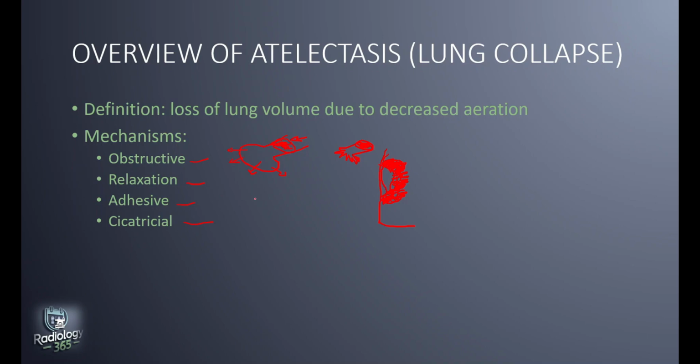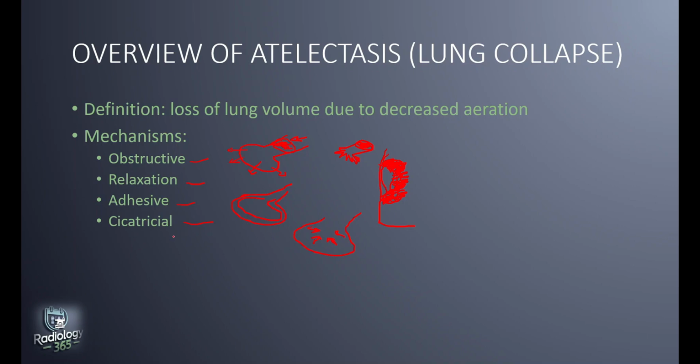Then adhesive atelectasis is when there's a deficiency in surfactant. So when a child is born preterm and there's no surfactant to keep the alveoli open, you'd have the walls of the alveolus collapsing on itself. So there should be some surfactant. By the absence of the surfactant, the walls collapse.